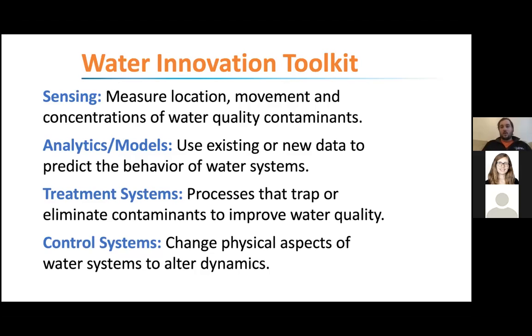Another key kind of component that can help solve or address water quality challenges are control systems. So these are systems that, instead of targeting the contaminant itself, change some sort of physical aspect of the system to allow it to be more easily managed. Again, you could think of this in the context of a drinking water treatment plant. If it's decided maybe that the water that's coming out of the plant isn't safe to drink, you could stop releasing that water out to the public. And that would be a kind of control step that you can take.